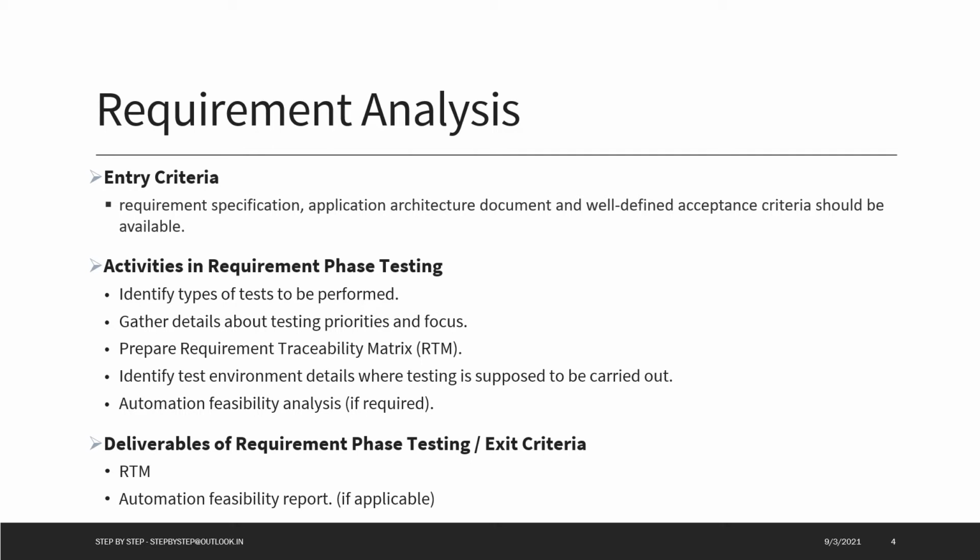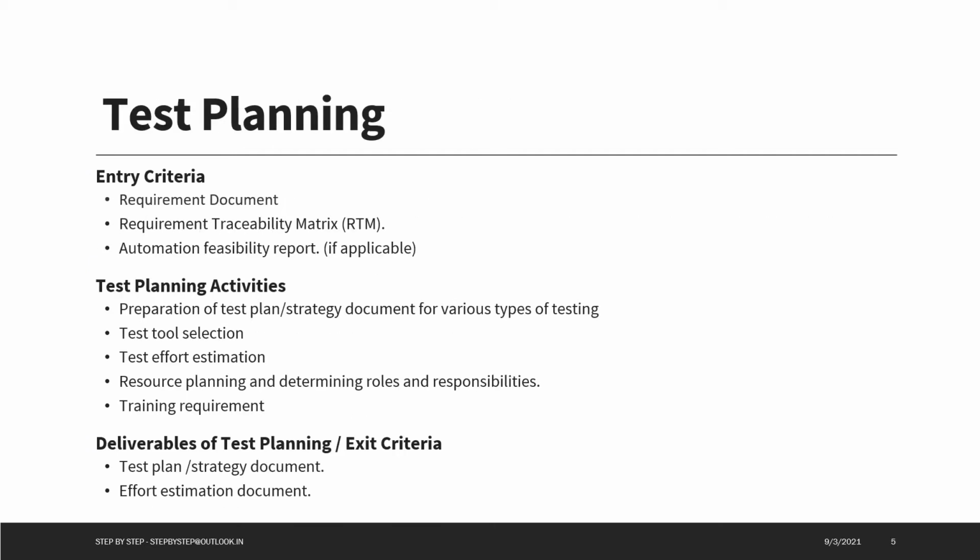So the requirement traceability matrix should be prepared as part of this requirement analysis phase, and the automation feasibility report, if applicable, should be prepared. So these two will be the exit criteria for this requirement analysis phase. Then the second phase will be test planning. So what will be the entry criteria for test planning? The requirement document, which is obviously coming from the first phase itself. Then the requirement traceability matrix, which we prepared in the first phase, and the automation feasibility report, which we prepared in the first step. So that will be the entry criteria for the second phase.